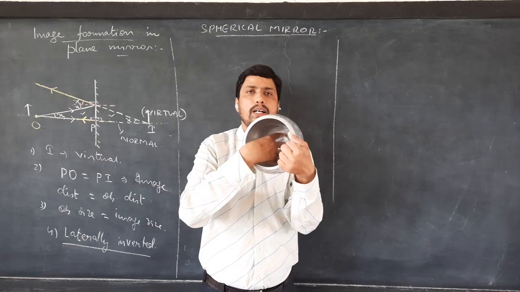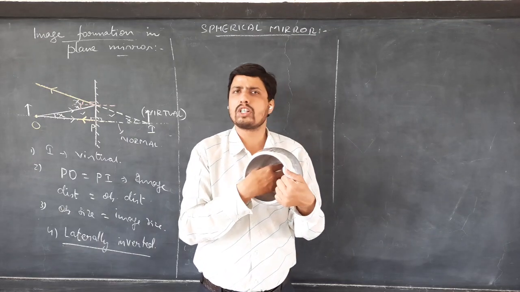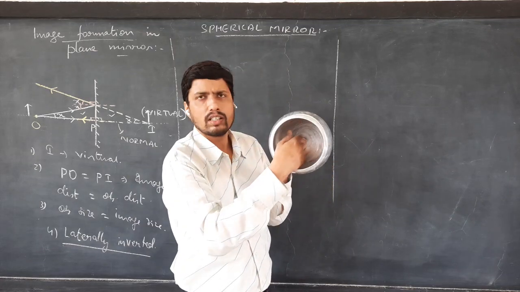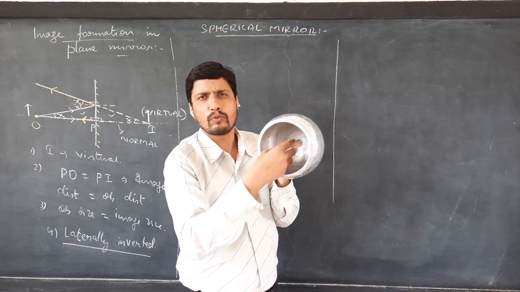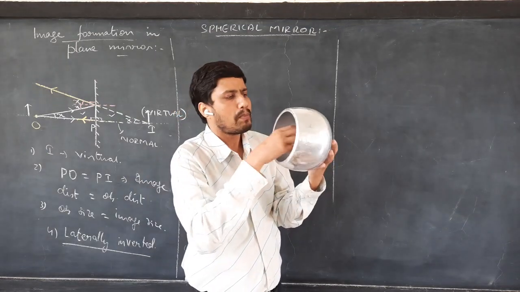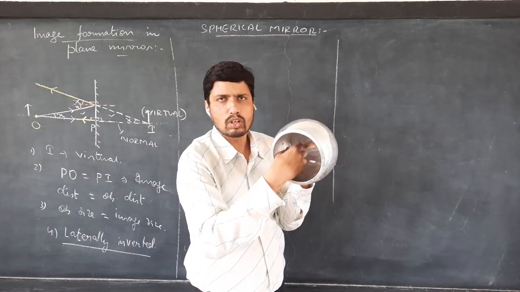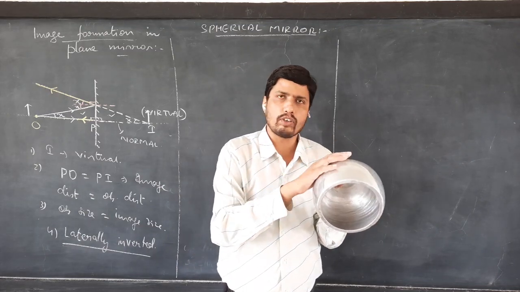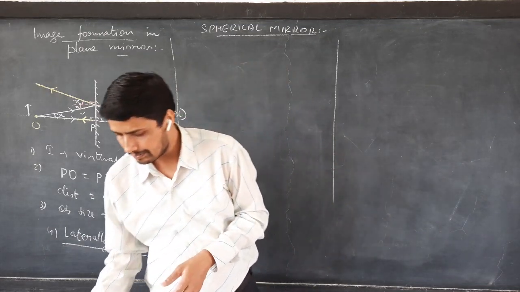And if you see this part, this is not a very good reflector because it has not been polished very fine. So you might not be able to see anything other than the reflection of some light, if any. I'm not very sure whether you'll see it or not. But if this acts as a good reflecting surface, we will call it a concave mirror. So this is a convex mirror, this is a concave mirror.